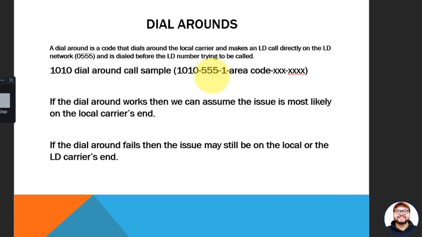I wonder why it's failing. It's because the local carrier is back in the picture, and there's something on their end. It could be a block, it could be the PICs are loaded incorrectly, it could be something on their end that is blocking the calls from ever even reaching the long distance carrier. Because we have proven with the dial around that we can get on that network and the network can terminate it. So if the dial around works, then we can assume the issue is most likely on the local carrier's end.